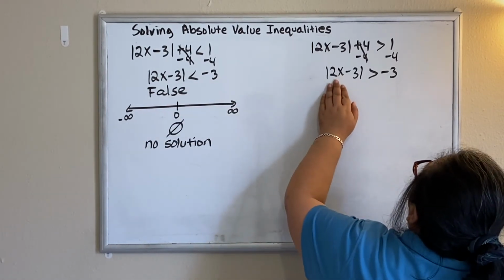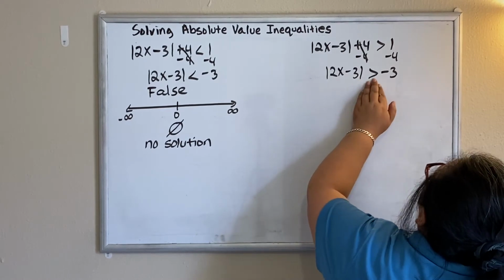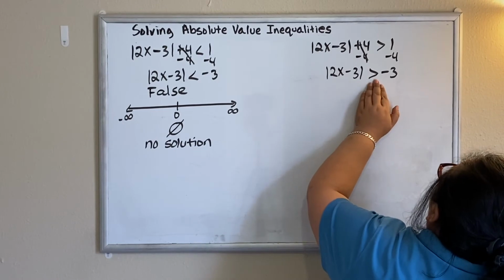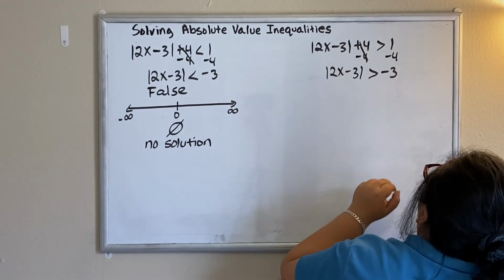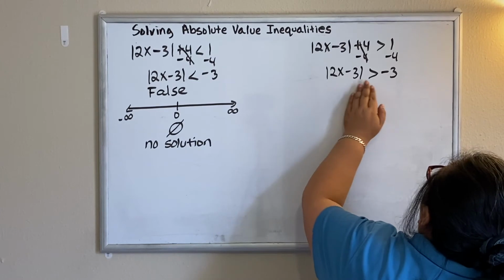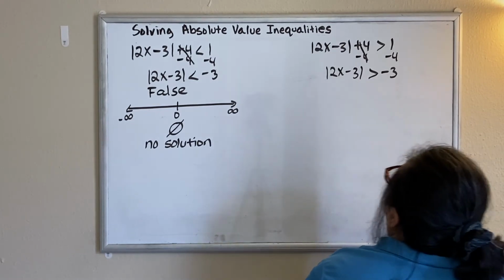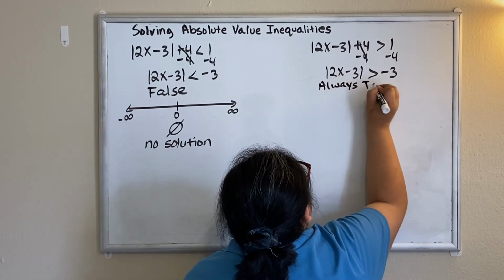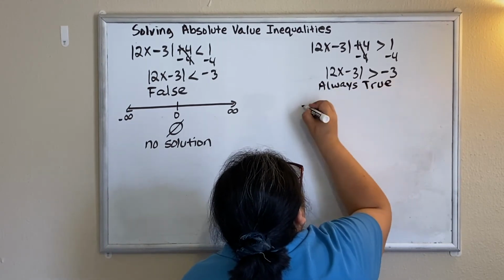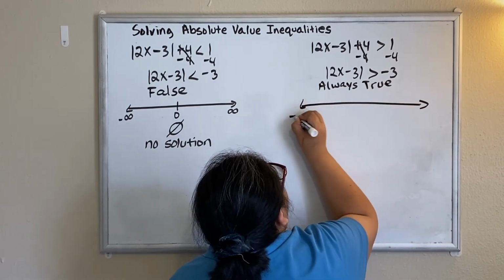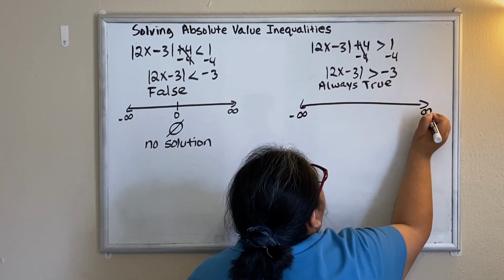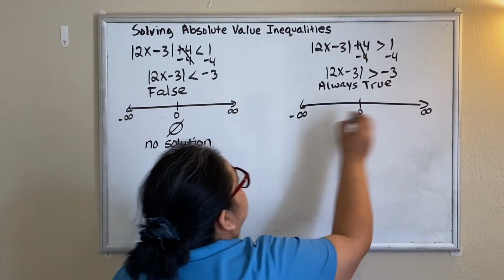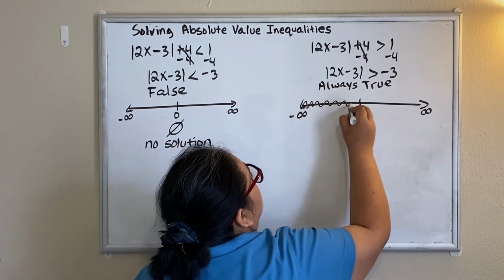Now over here, the absolute value of 2x minus 3 is greater than negative 3. This is a positive number and it's greater than a negative number. Well, that's true. A positive number is always going to be greater than a negative number. So this is always true. So on our number line, going from negative infinity to infinity with 0 somewhere in the middle, if it's always true, it's true everywhere. So we would shade everything.